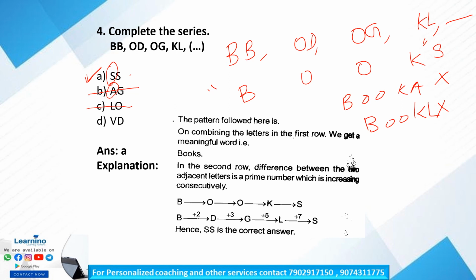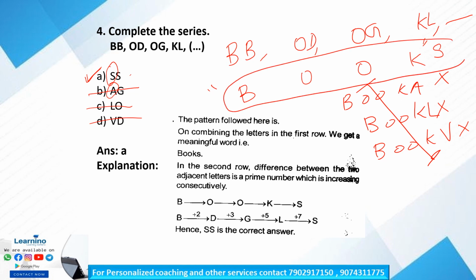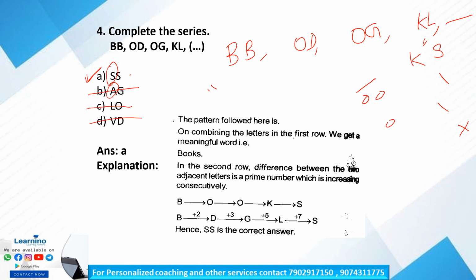Consider option D, BOOKV. This is the first letter of the term VD. BOOKV is also not a meaningful word. So our answer may be option A, since it forms a meaningful word, right? Before confirming that, we have to consider the second letter of each term and then fix the correct answer.